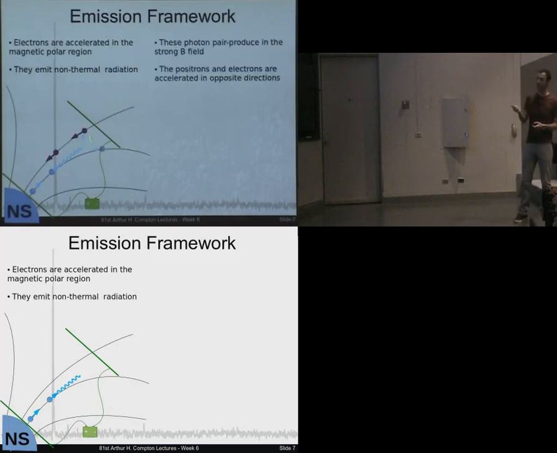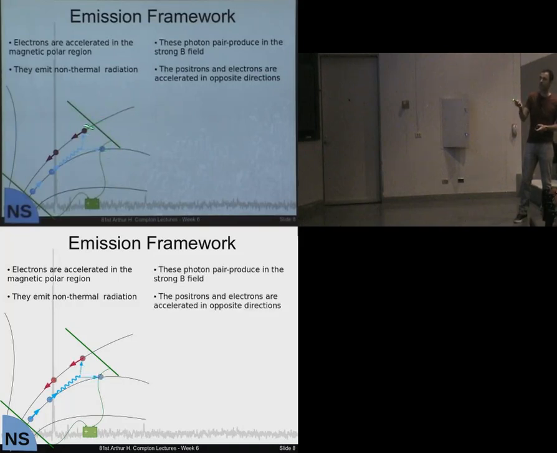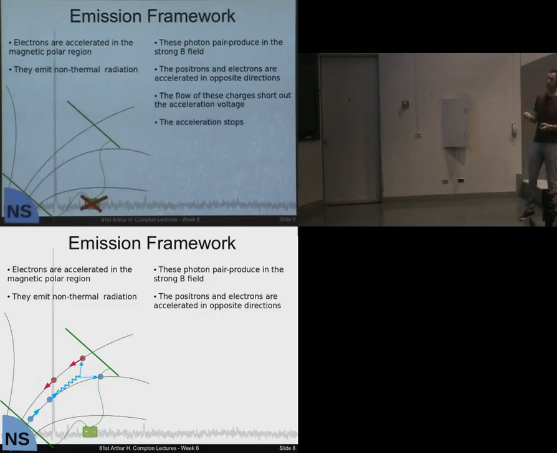What happens to this non-thermal radiation is that it can interact with the magnetic field itself and produce an electron and a positron. Everything in this interaction is conserved. The energy of this photon is converted into the energy of these two particles, one a negative charge and one a positive charge. So the resulting state has no charge, just as the initial state has no charge. However, a positron created in this field will want to accelerate in the opposite direction. So you get electrons going up and positrons going down, and a configuration like this will short out the electric field.